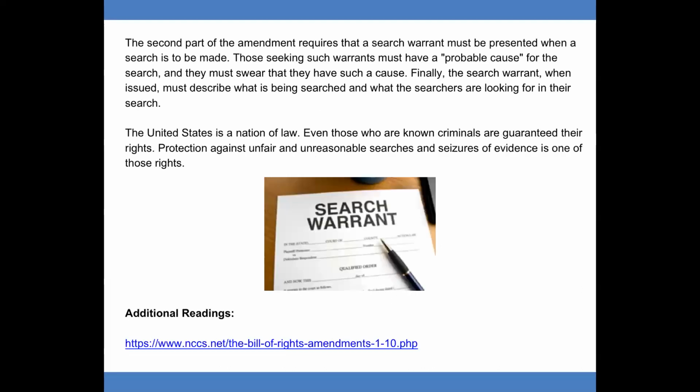The second part of the amendment requires that a search warrant must be presented when a search is to be made. Those seeking such warrants must have a probable cause for the search, and they must swear that they have such a cause. Finally, the search warrant, when issued, must describe what is being searched and what the searchers are looking for in their search. The United States is a nation of law. Even those who are known criminals are guaranteed their rights. Protection against unfair and unreasonable searches and seizures of evidence is one of those rights.